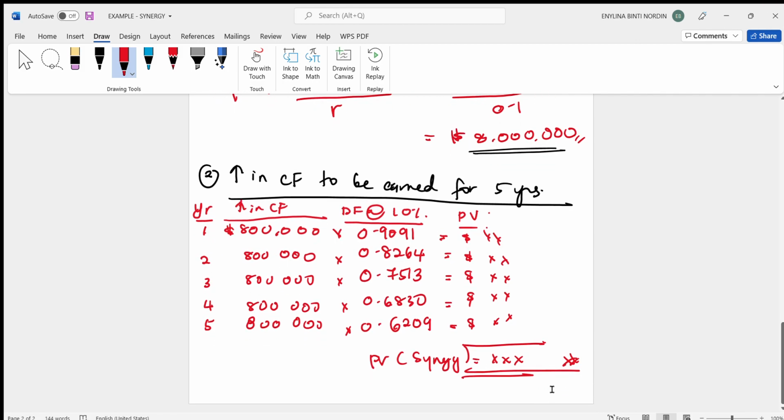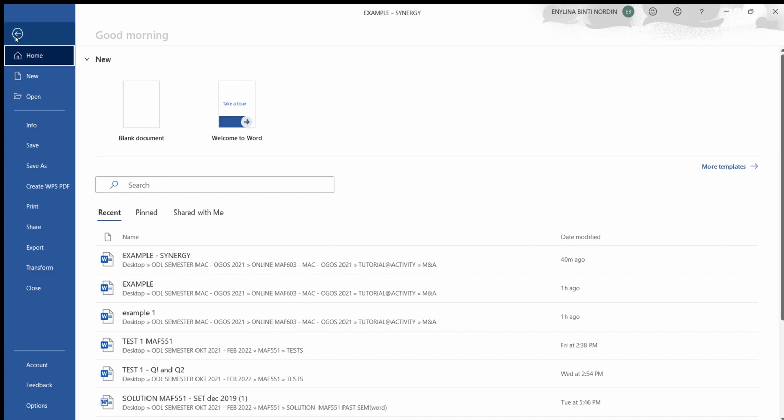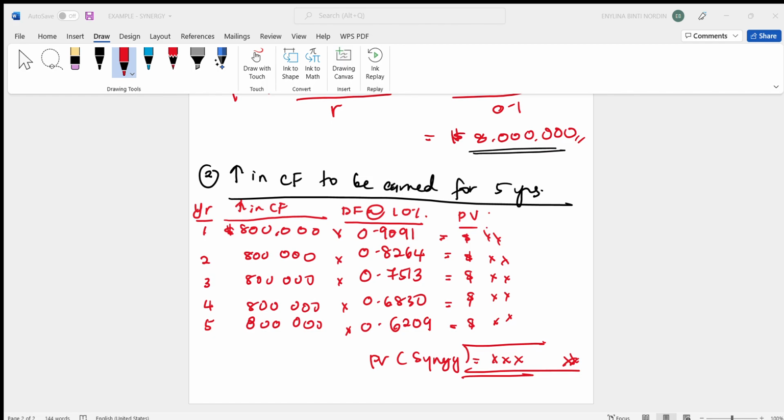Okay, let me show you the shortcut to calculate the synergy. The present value of the synergy equals the 800,000 ringgit, the increase in the cash flow after tax, multiplied by the annuity table factor for 5 years and the 10% discount factor.